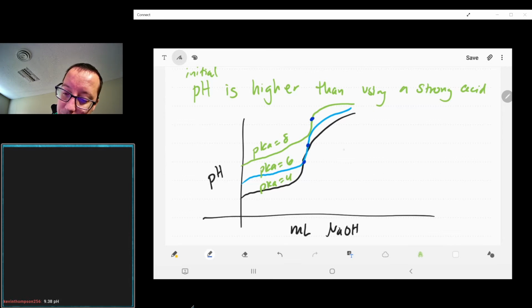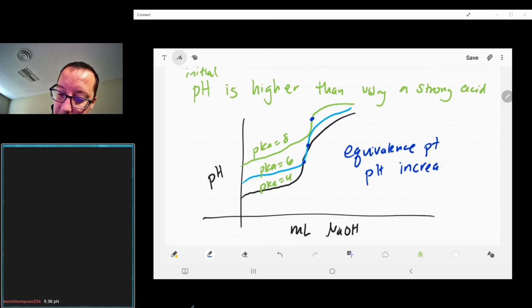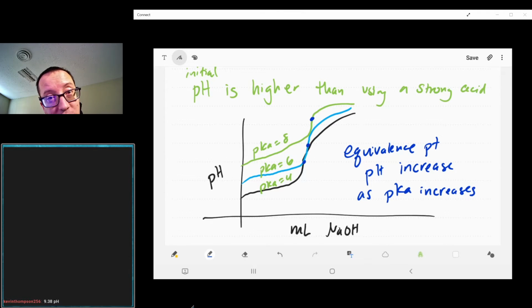Your equivalence point will increase as your pKa increases. And that makes sense, right? A high pKa means a weaker acid. A weaker acid means a stronger conjugate base. And so we're going to expect our pH to increase once we have that conjugate base in solution. We're going to see that, of course, as a weaker acid, you're going to end up starting with a higher pH than you would with a stronger acid.